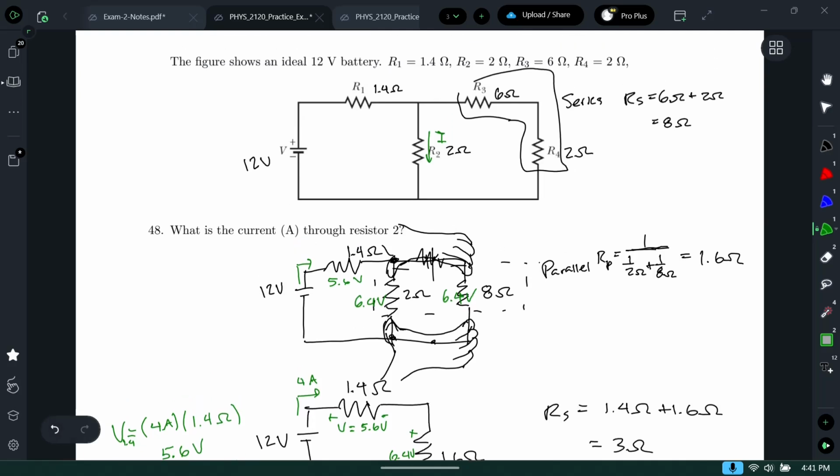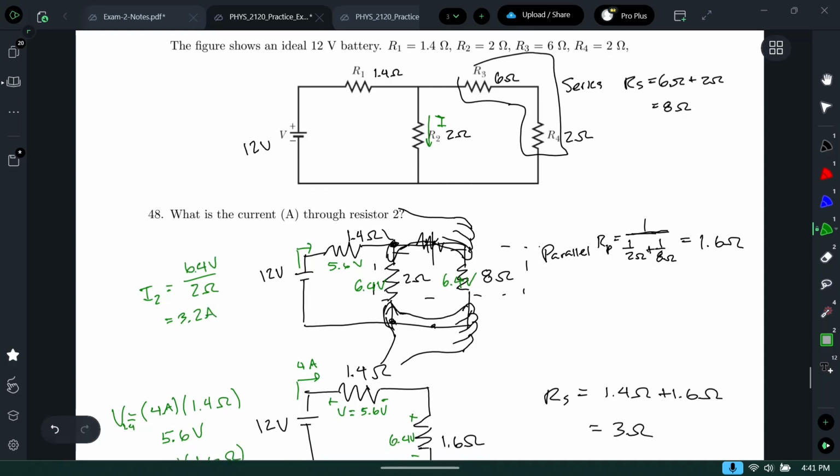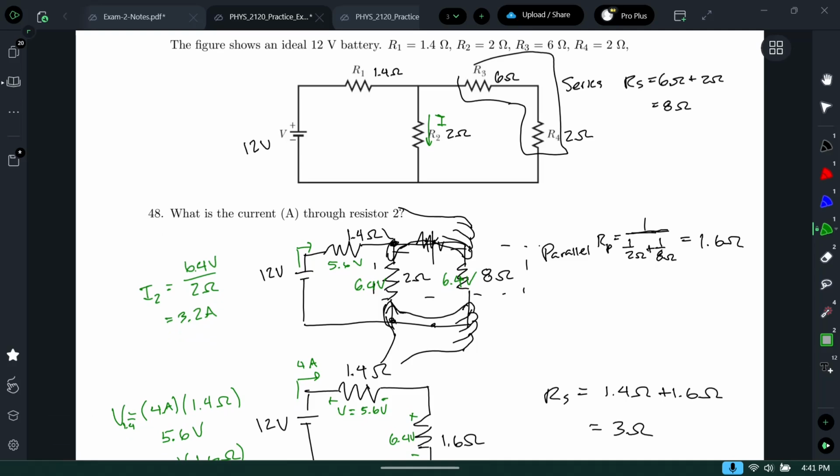And then I need the current through the 2 ohm. Well, I know the voltage across it. So current through 2 ohm. It's V equals IR yet again, but I solve for current, so V over R equals I. 6.4 volts over 2 ohms should be 3.2 amps. And I can do the same thing for the 8 ohm resistor. I know the voltage across it. I know its resistance, so that should be 0.8 amps.